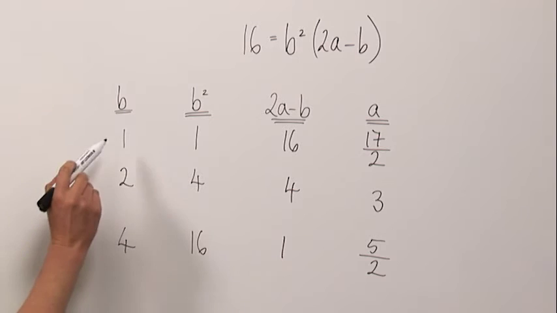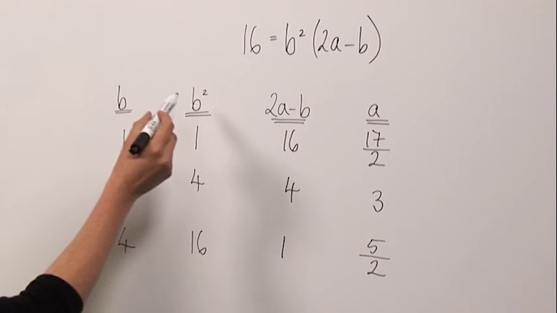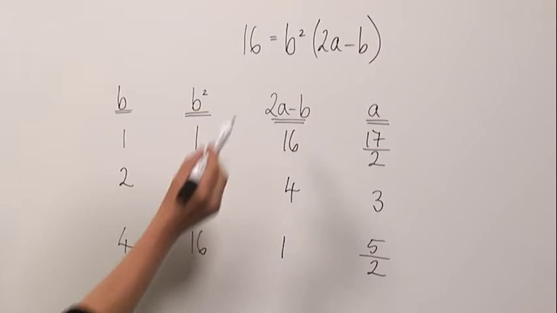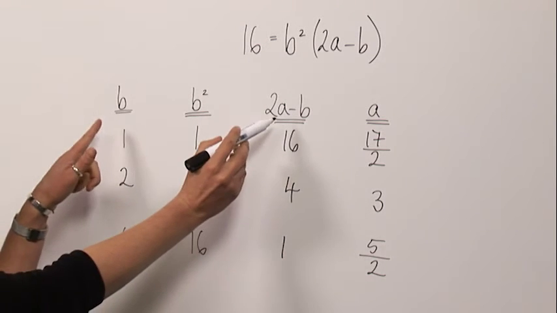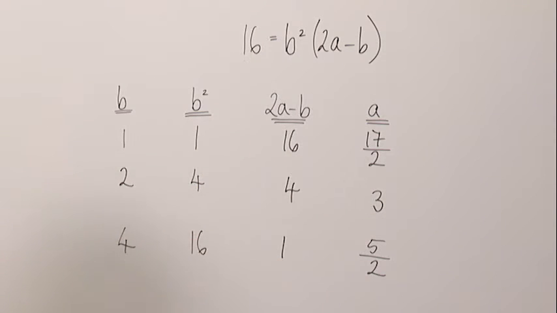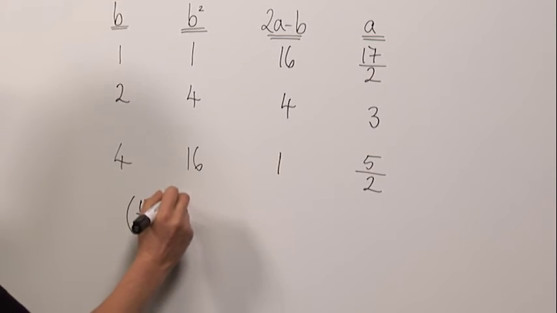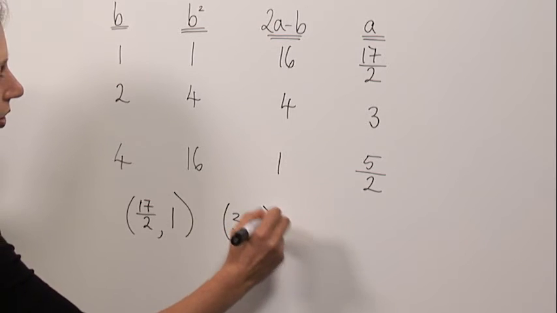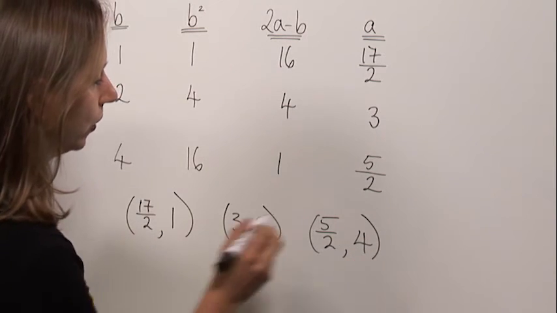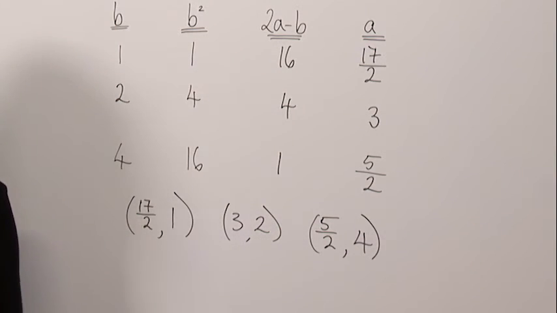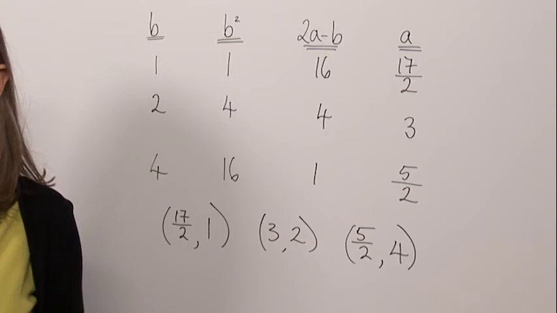So we found that b had to be 1, 2, or 4, and we can create a table to find the values of a. So b squared follows automatically, and then by looking at this equation here, we can work out what 2a minus b must be, and then by using these, we can work out what a must be. And this gives us the three pairs, 17 over 2, 1, 3, 2, and 5 over 2, 4. Three possible pairs for A and B. And just to be certain, you do need to check that these pairs do give you genuine triangles.